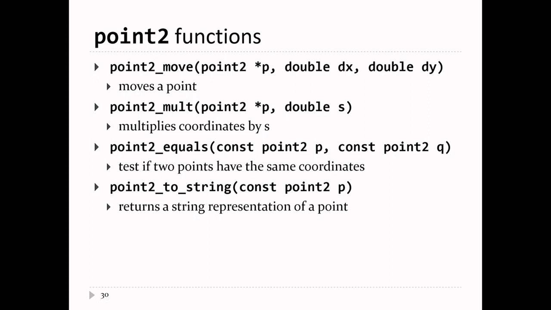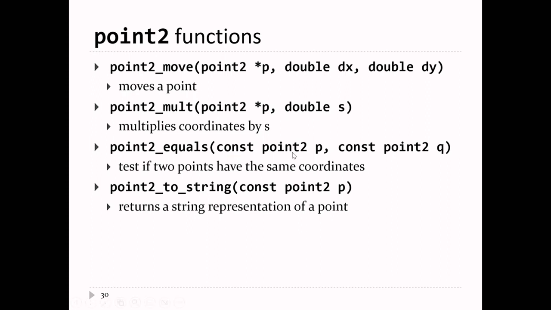you need a pointer to that object. You can't just pass in the object itself, because what you end up with is a copy of the object inside the function. But if you pass in a pointer to the object, you can actually modify the state of that object. So anything that needs to modify the state of a point is going to take in a pointer to a point. Equals does not modify a point.